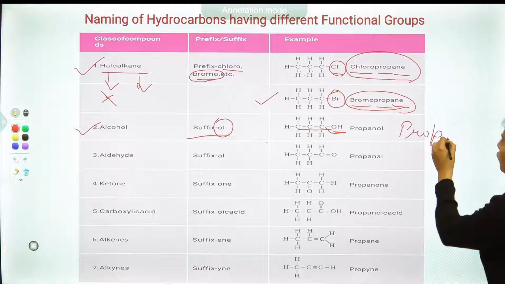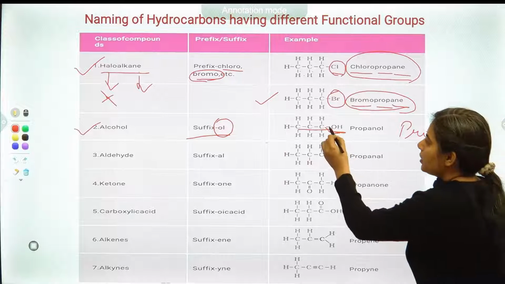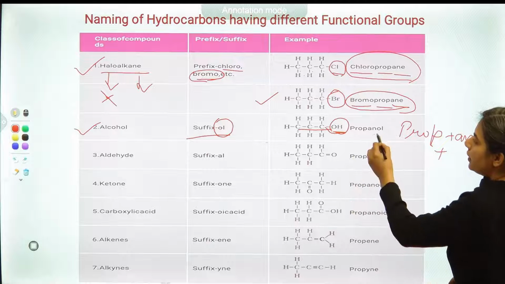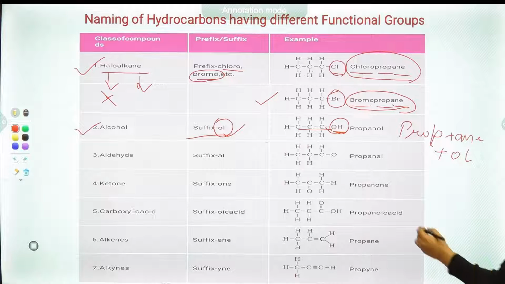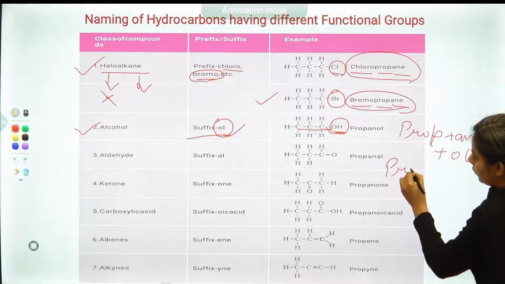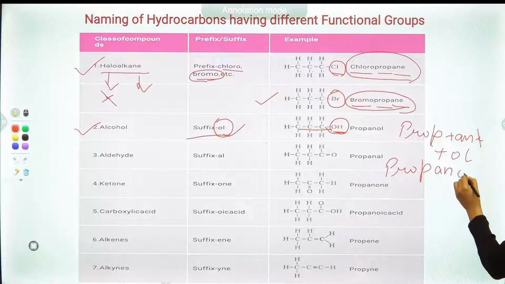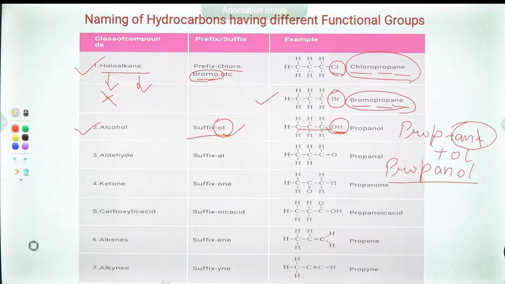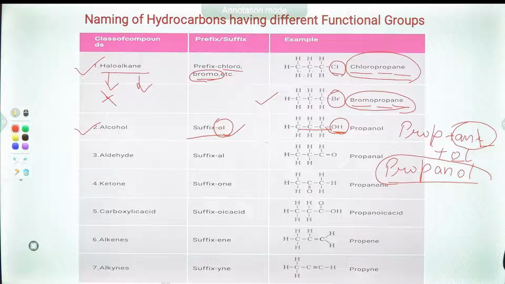And for single bond, we are going to use ane. And in the last, we are having our functional group for which we are going to use suffix that is -ol. So, while writing the name, we will write prop ane -ol. Here we have cancelled the E of ane because we can't write two vowels together. So the name of our compound is propanol.